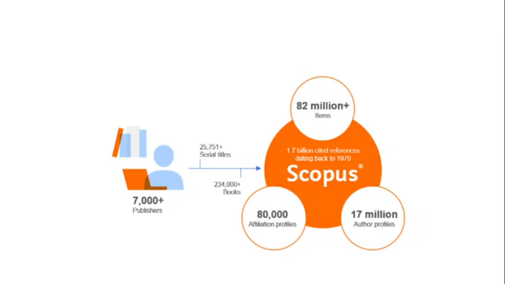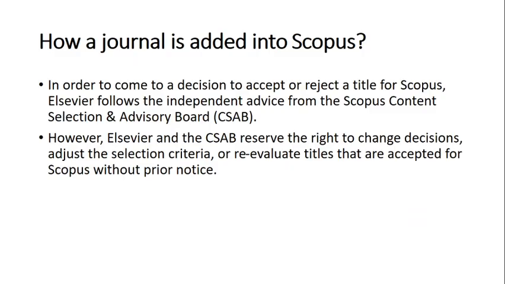But one important thing, Scopus will not have the full paper. It will have only the abstract available. For the remaining, you have to click and go to the parent website to access the full paper. But citation and further details will be available. Now come to the point, how a journal is added into Scopus, as well as removed from Scopus.